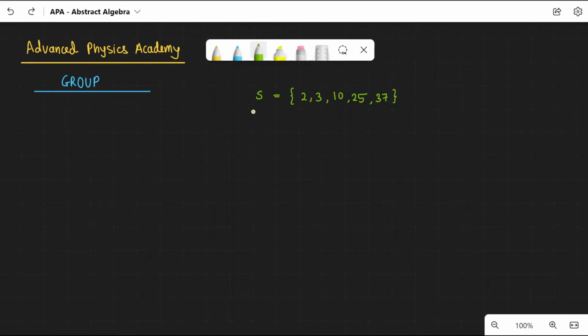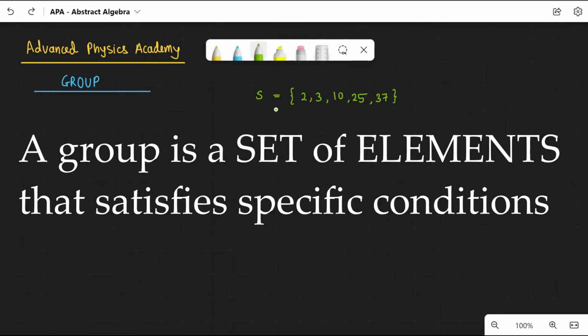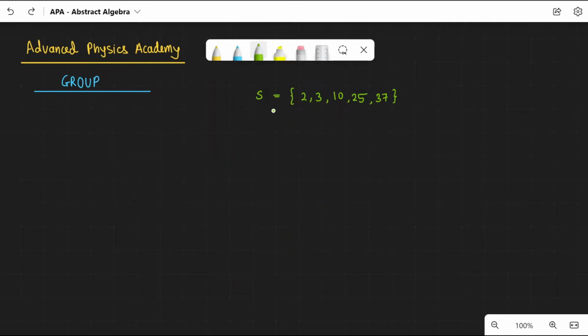Okay, good. So let's talk about group. So a group is a set of elements that satisfies specific conditions. So if we take any random set like this, we may not be able to find some interesting property of this set because it's not really following any of the group conditions.